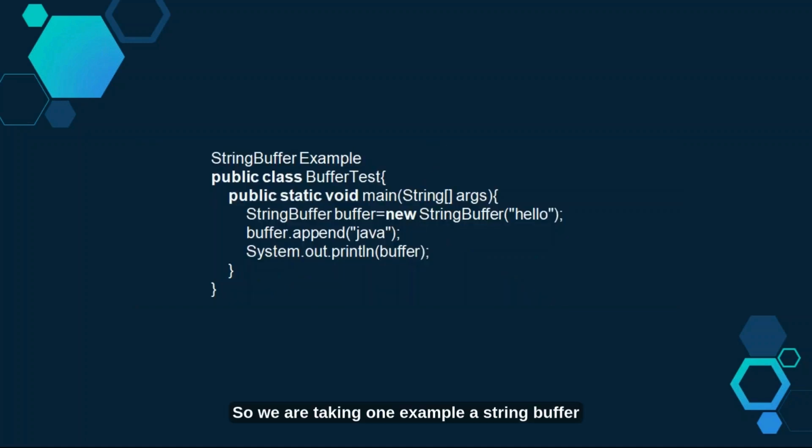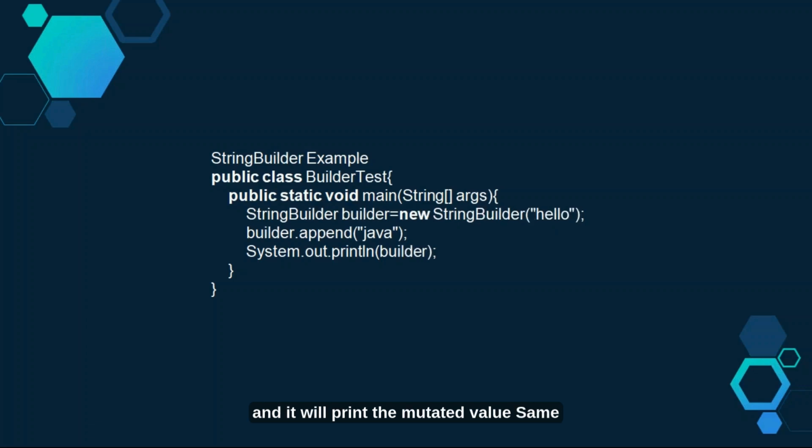So we are taking one example, string buffer. Suppose that you are creating the string buffer. So StringBuffer buffer equal to new StringBuffer("hello"). Then buffer.append("Java"). Then what will happen? Append will happen. Your object value will be mutated, and it will print the mutated value.